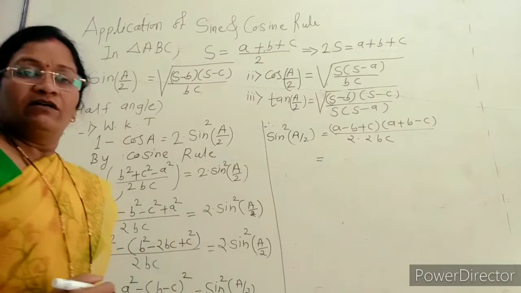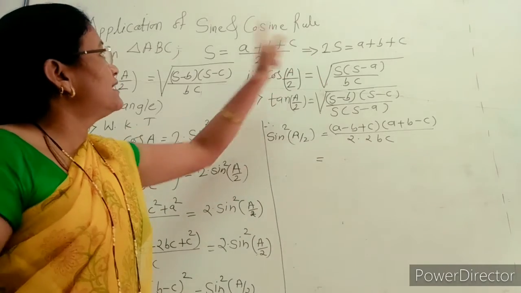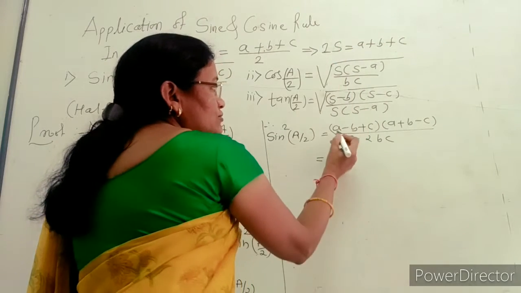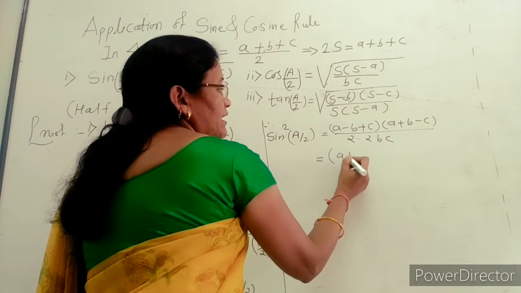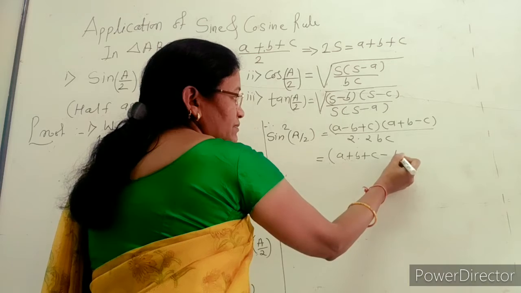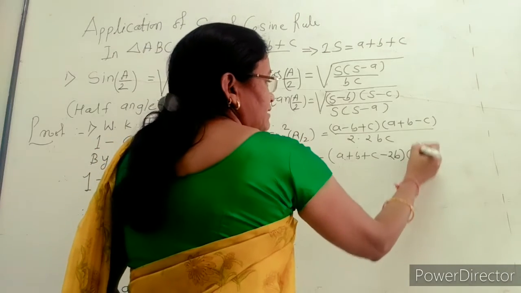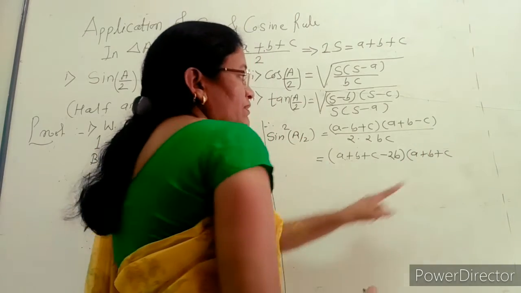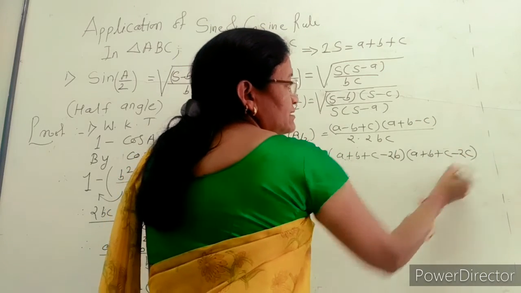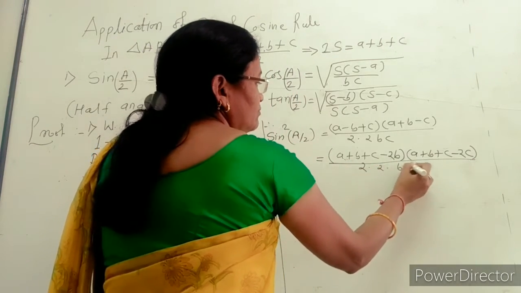So how will we simplify? Here simplification is most important because we can adjust using the semi-perimeter, that is s. As you know, a plus b plus c is equal to twice s. So try to adjust the first term as a plus b plus c. This b is added, which can be subtracted from this minus b. Again one more minus b is present, so it becomes minus 2b. For the second bracket, we adjust c again. Plus c is added, which cancels with this minus c, but one more minus c is present, so it becomes minus 2c, whole divided by 2 into bc.